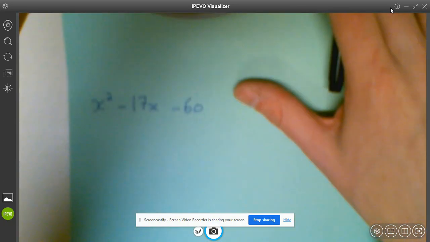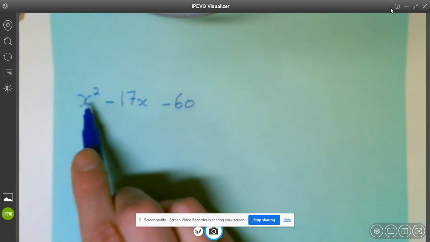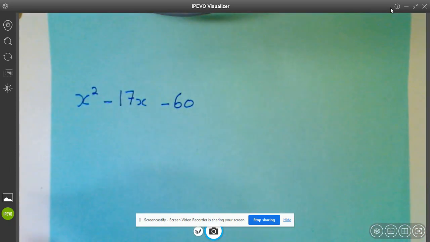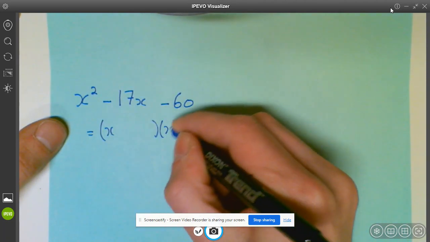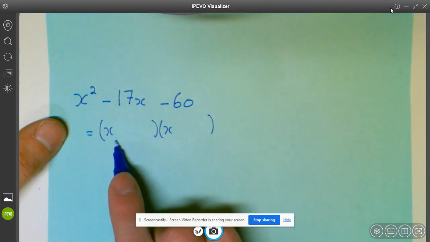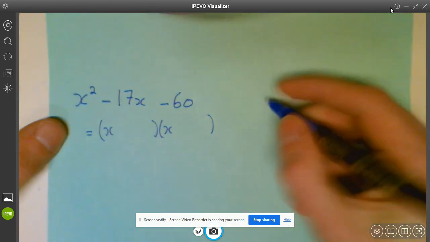So here's another simple trinomial down here. It's simple because there is just a 1 in front of the x squared. And so immediately I know that my 2 brackets are going to both start with just a single x because those will multiply to make the x squared.